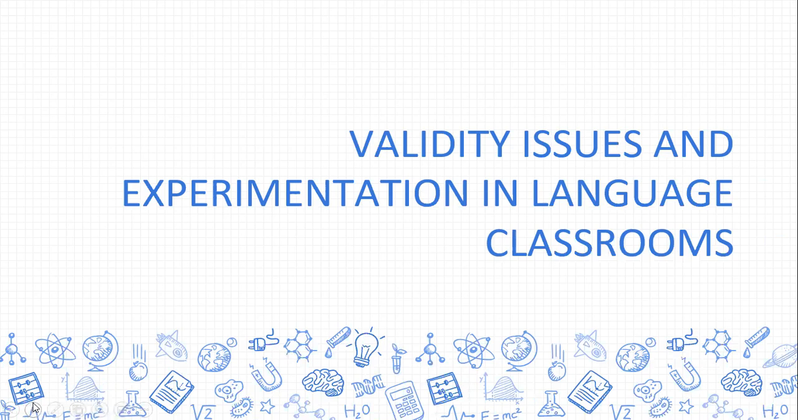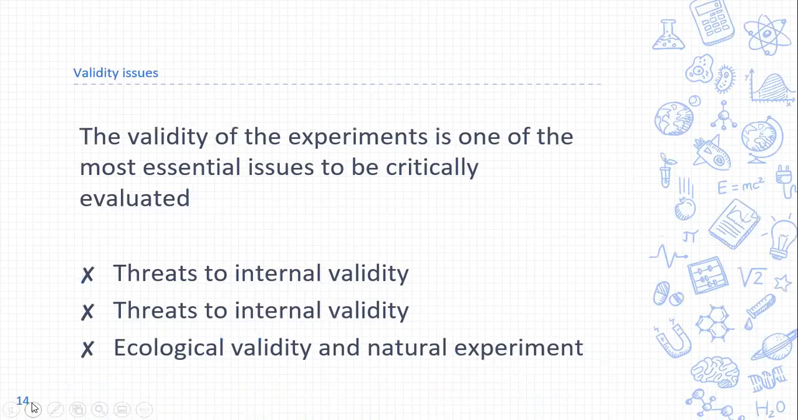Okay, so now I'm going to talk about validity issues and experimentation in language classrooms. Going to the next slide, we see that validity of the experiment is one of the most essential issues to be critically evaluated. Now, in this area, there are 3 main parts. That is threats to internal validity, external validity, ecological validity, and natural experiment.